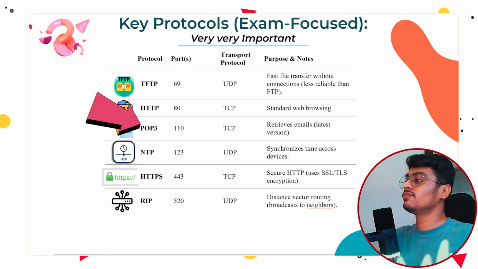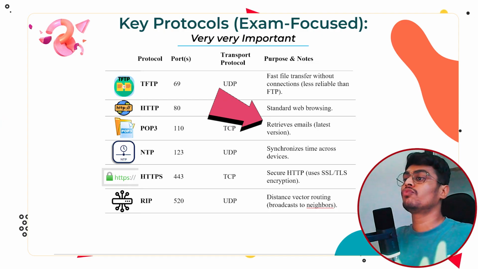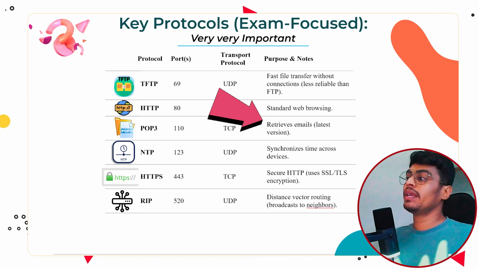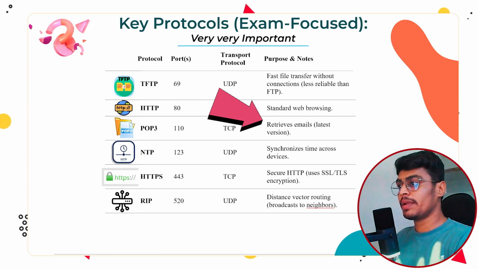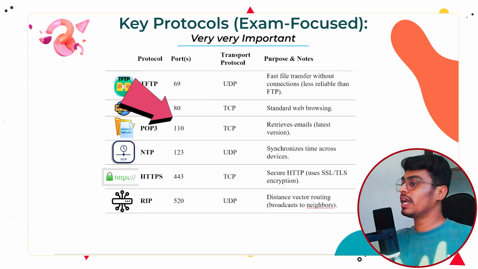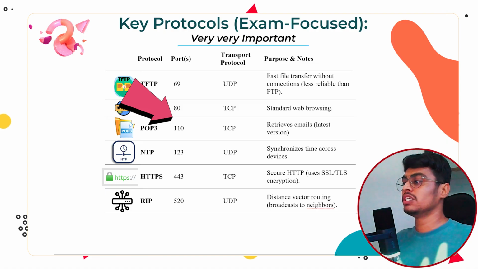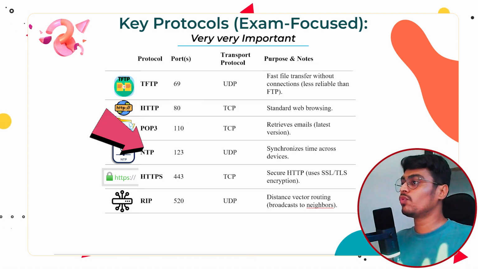Now other than this we have POP, post office protocol. Post office protocol is generally used to retrieve mails. Your mail has already come to the server, now you have to pop the mail to your system. We use SMTP to push the mail and POP to withdraw the mails. It has different versions. Version 2 has port number 109, but the latest version has port number 110. It uses TCP.